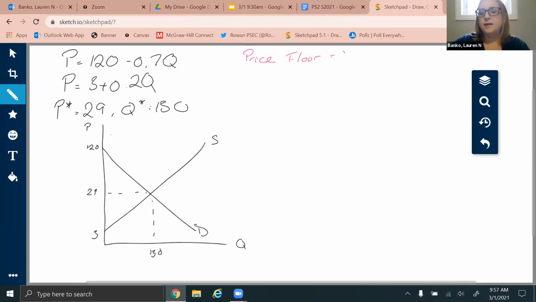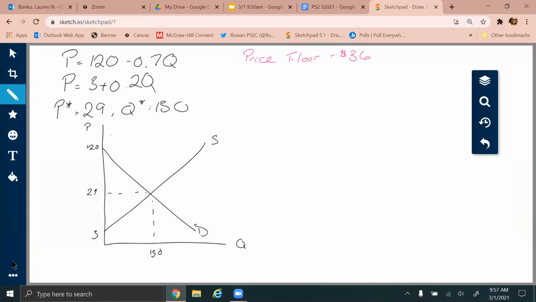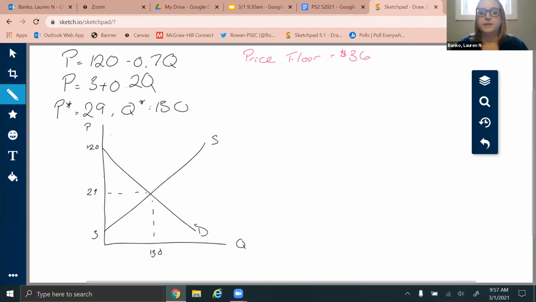And can anyone tell me what a price floor is? Like just a definition? Like the lowest you're allowed to sell something for? Right, it's a legal minimum price. You can't sell for less than $36. And this is going to affect the market.